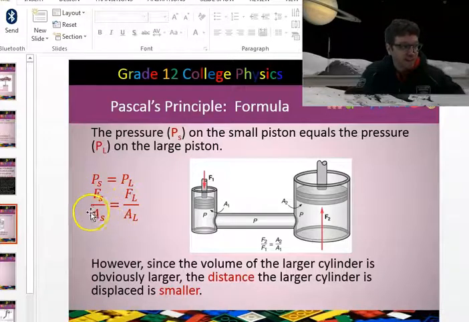So if you have a smaller area over here, then you must also have a smaller force required so that these ratios are still equal. This will have a larger area with a larger force. So when you press down with, say, a force of 10 newtons, if this area is twice as big, it'll exert a force of 20 newtons on the piston. So let's try an example.